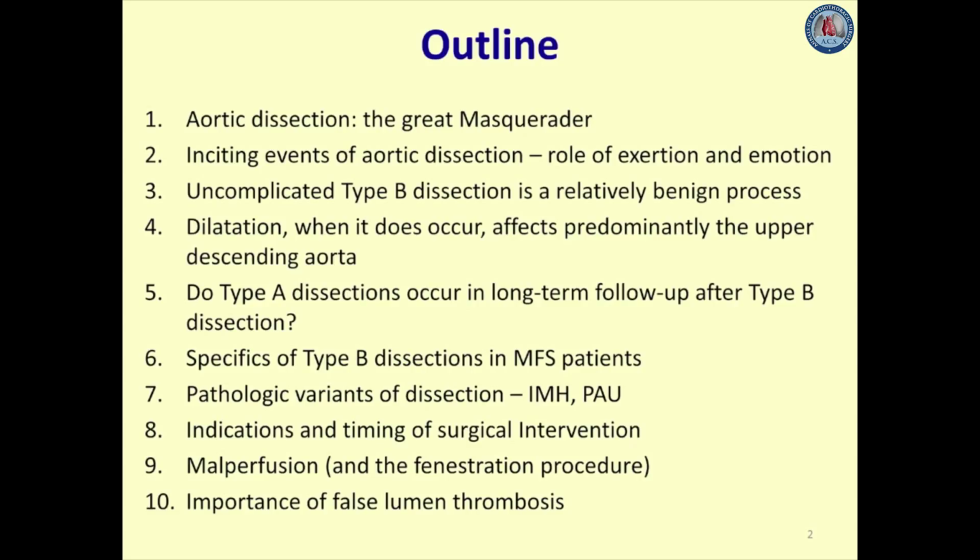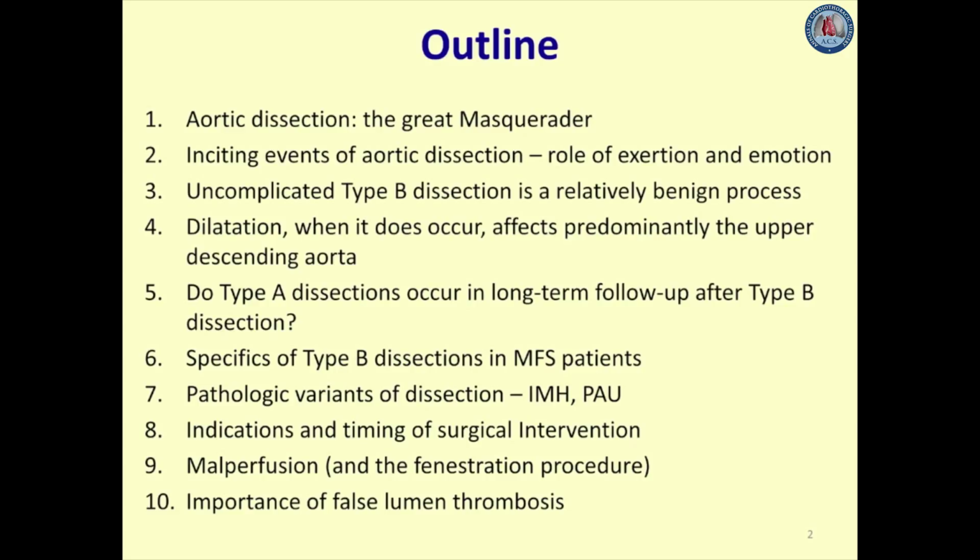One has to do with the aortic dissection as the great masquerader. We will look at the important role of exertion and emotion as inciting events for aortic dissection. We will examine the characteristic that type B dissection is, by comparison to type A, a relatively benign process. We will look at the fact that dilatation, when it does occur after type B dissection, affects predominantly the upper descending aorta.